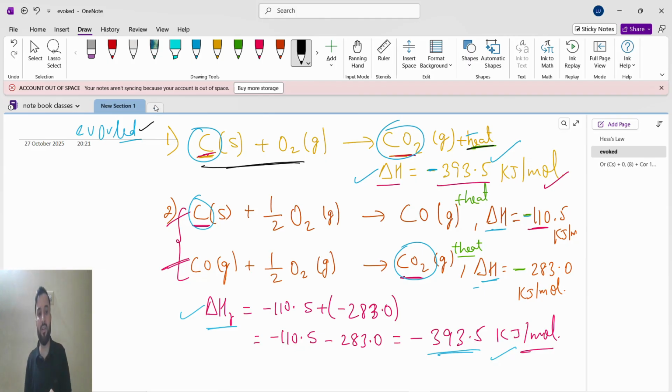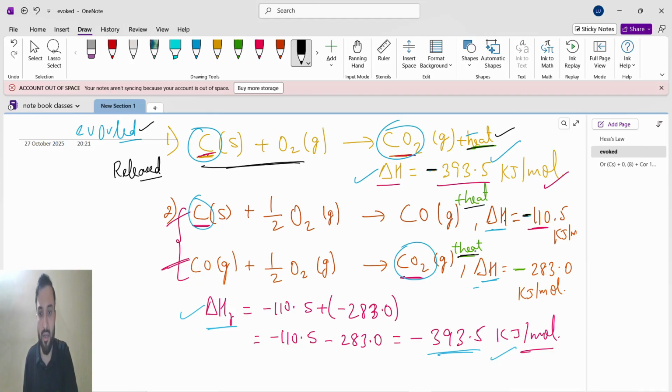Any reaction taking place, what is happening? Heat is evolved, or heat is released. Whenever a reaction is happening, heat is released. When you form a product, heat is released. So when heat is released, which process is it? Exothermic. Exothermic means delta H is negative. Here also, plus heat means heat is evolved or released. So if heat is released, it is exothermic, delta H is minus.